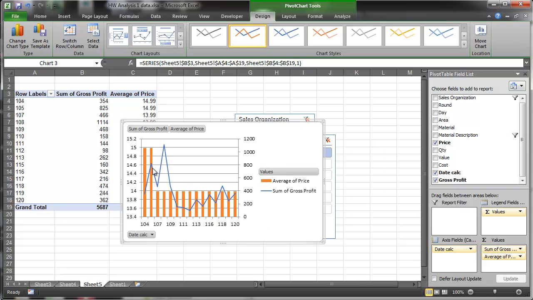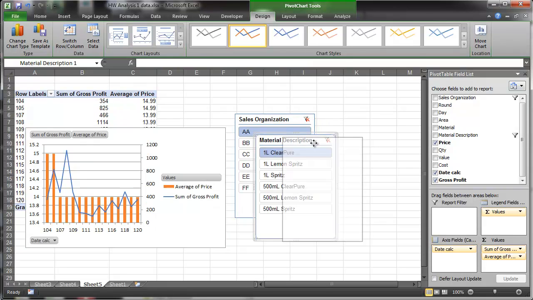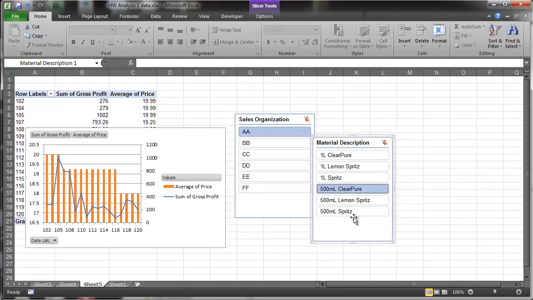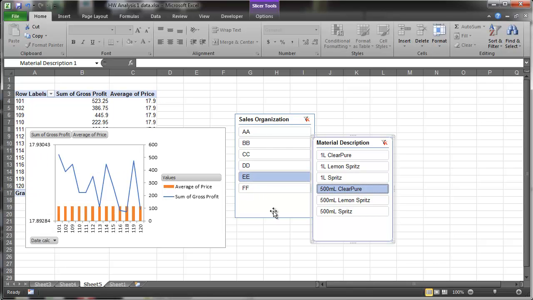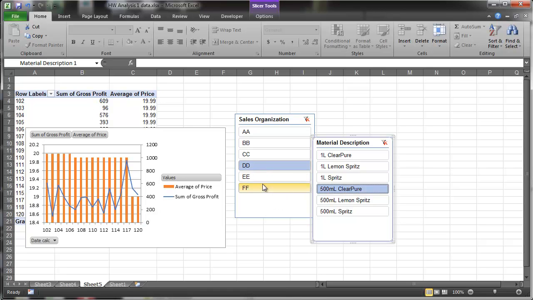So when the price was lowered, what happened to gross profits in this case? That's the idea. That's for Clear Pure, and there's half-liter Clear Pure, and there's this team and its implications for changing price. That team never changed their price, and so on. That's the idea.